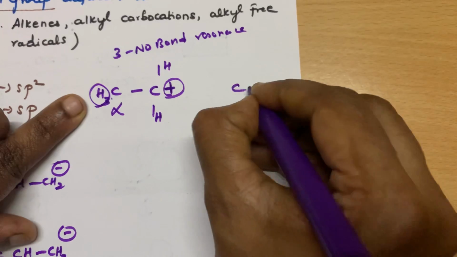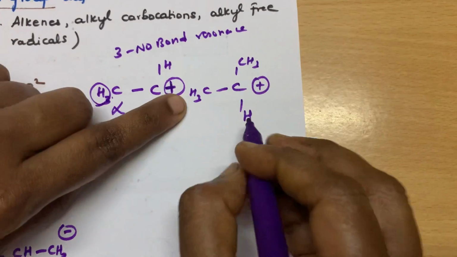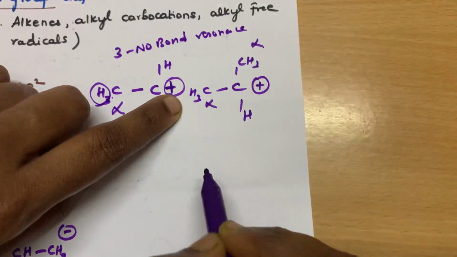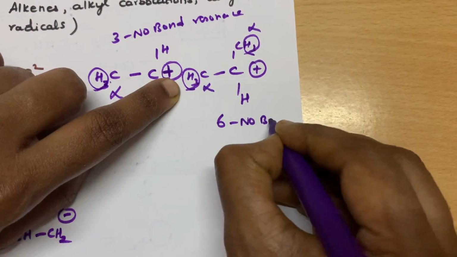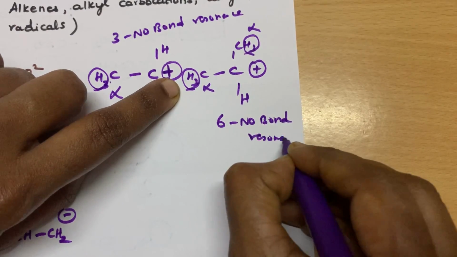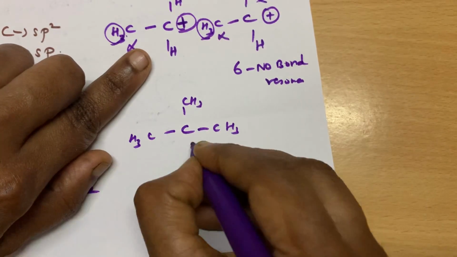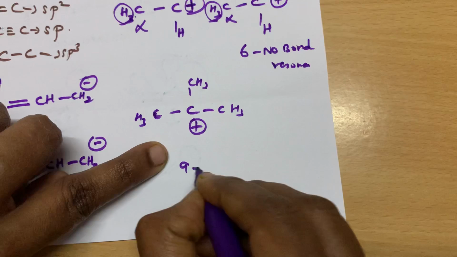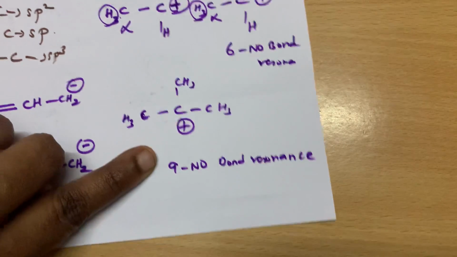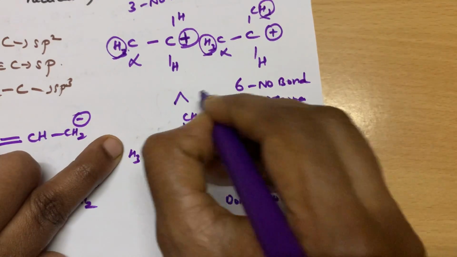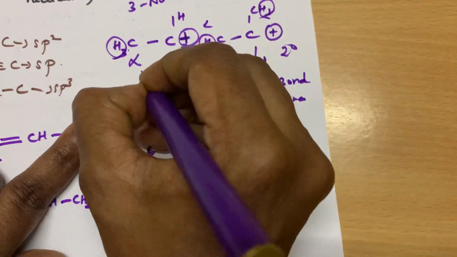If I take this carbocation, it will be stabilized by this alpha carbon and this other alpha carbon. Here there are 3 hydrogens and here there are 3 hydrogens. So 6 no bond resonance structures you can write. And here, with the third methyl group, you can write 9 no bond resonance structures. So the more the number of alpha hydrogens, the more the number of no bond resonance structures, the more is the stability. So the stability of tertiary is more than secondary and more than primary.